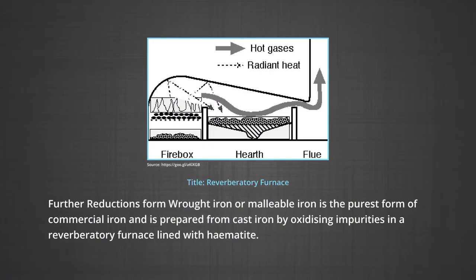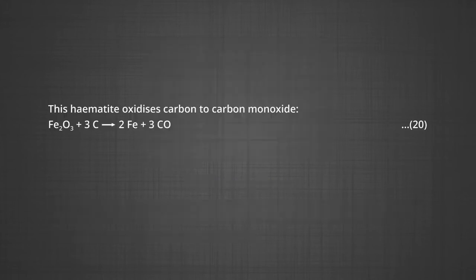Cast iron is different from pig iron and is made by melting pig iron with scrap iron and coke using hot air blast. It has slightly lower carbon content, about 3%, and is extremely hard and brittle. Further reductions form wrought iron or malleable iron, which is the purest form of commercial iron and is prepared from cast iron by oxidizing impurities in a reverberatory furnace lined with hematite. This hematite oxidizes carbon to form carbon monoxide, Fe2O3 plus coke giving us iron plus carbon monoxide.